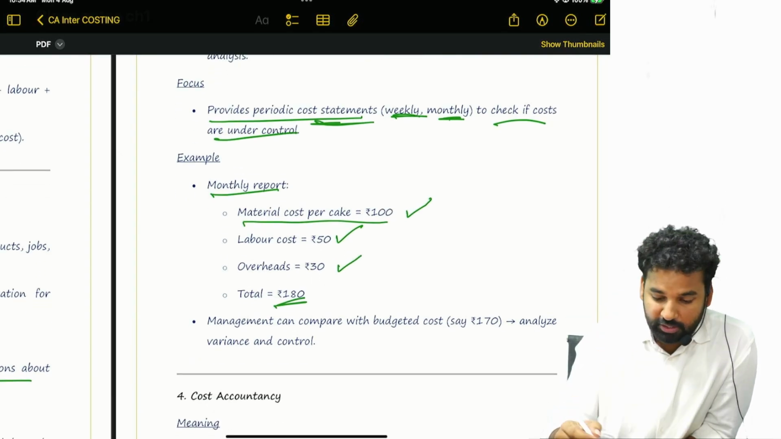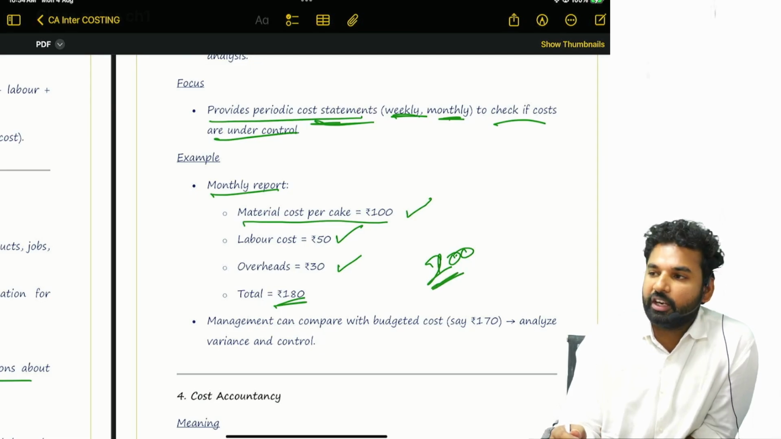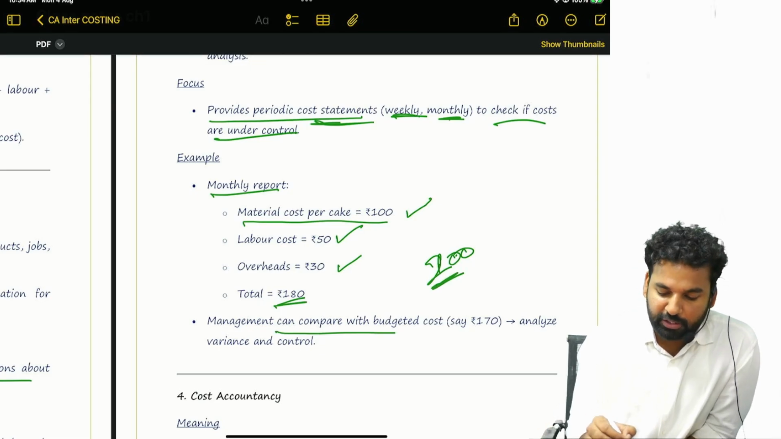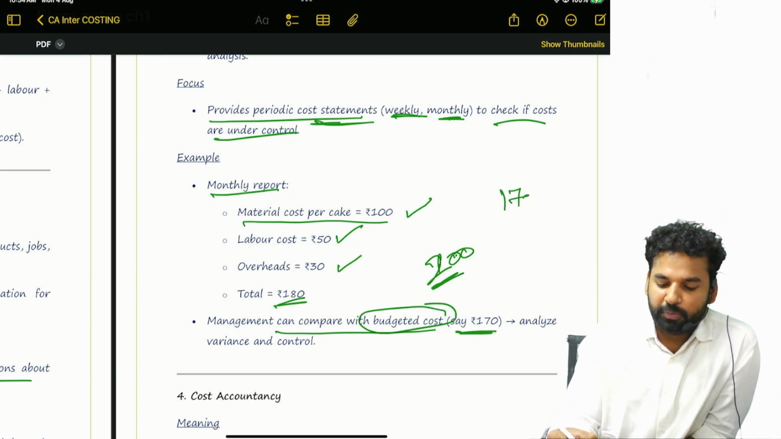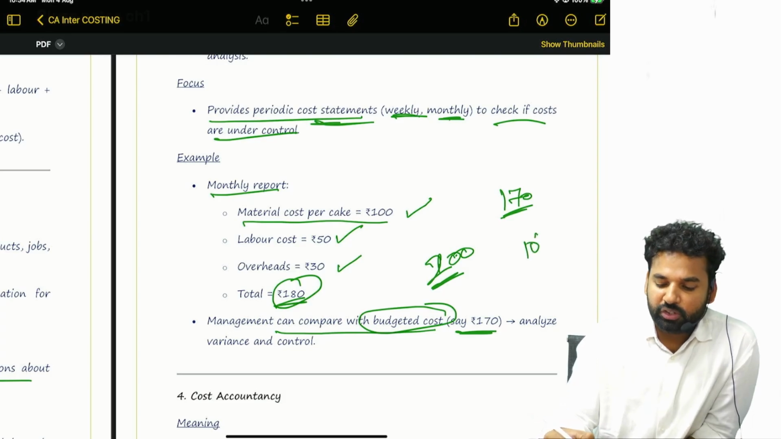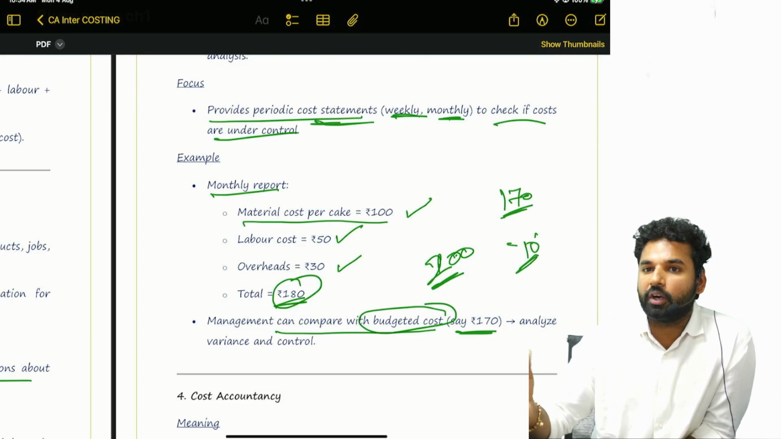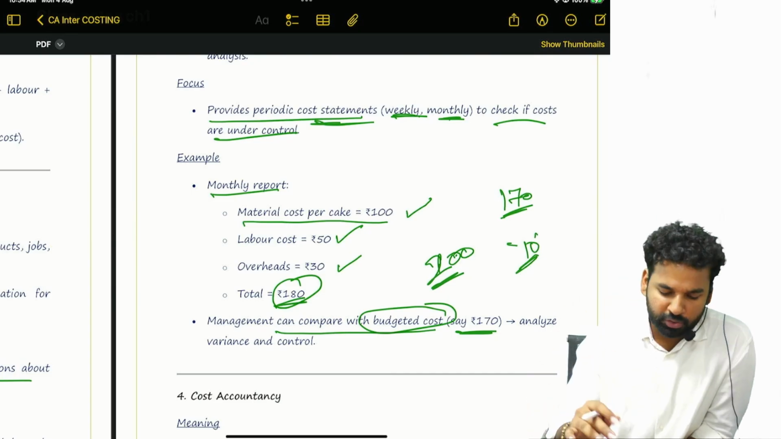So then you can sell it at 200 rupees. So likewise, you will be having an informed decision. So based on the cost data, management can compare with the budgeted cost. Say it is 170 rupees. So 170 rupees is the budget, but actually we are incurring 180 rupees. So how can we cut down this 10 rupees? That decision can be taken by the management by looking at the alternative options. So in the entire production chain, process chain.